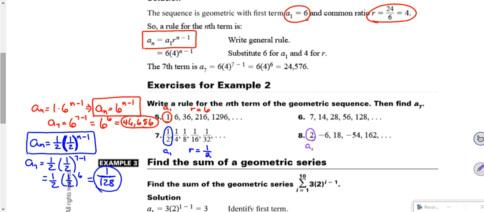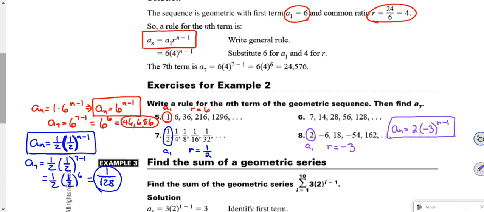Now, one thing that jumps out at me, from 2 to 6 is times 3. 6 to 18 times 3. 18 to 54 times 3. But the signs alternate. So again, my r is going to be -3 then. So my rule, my a sub n is going to be 2 times -3, make sure that -3 gets in parentheses, to the n minus 1 power. That's my rule. That's pretty straightforward.